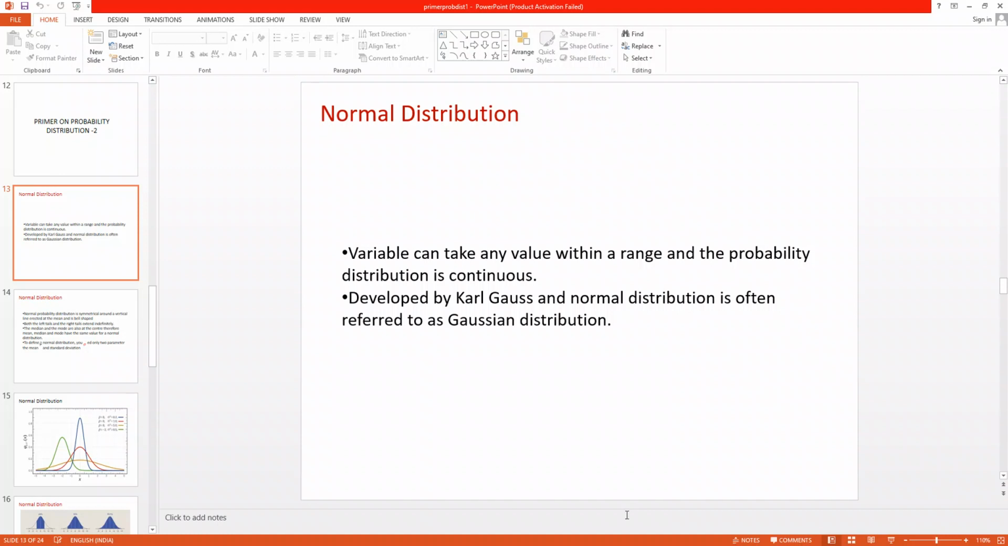This was developed by Gauss, and in some cases it is also known as the Gaussian distribution, in which a variable can take any value within a range and the probability distribution is continuous.